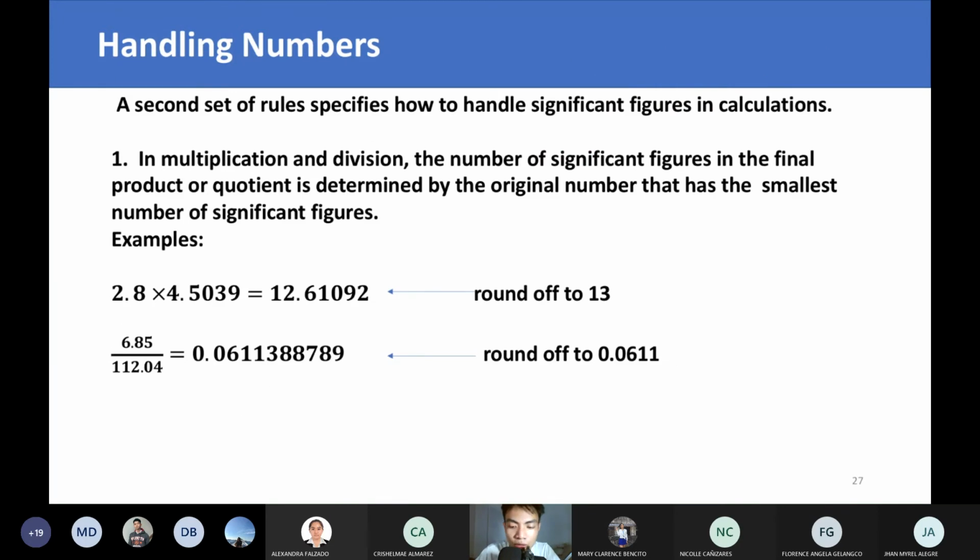And then, kung may operations sa scientific notation, meron ding operations for significant figures na.